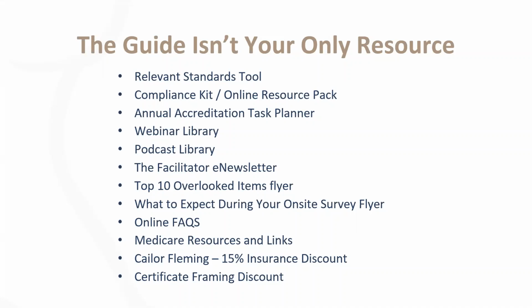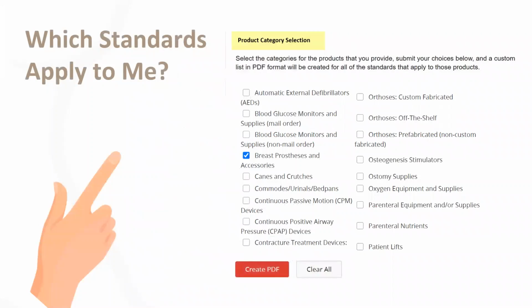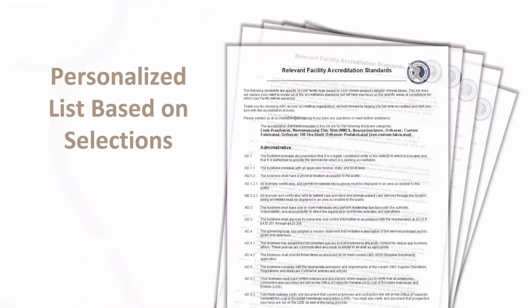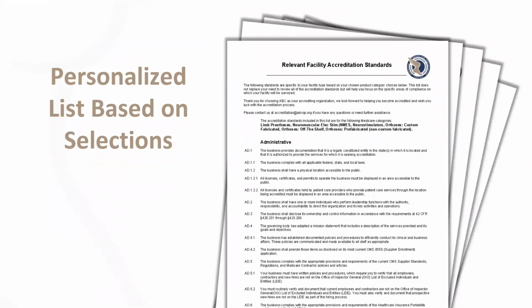But let's go through some of these lists here. This is the relevant standards tool. Now, this tool itself is only online. And what we'll do with this is you go to our website, abcop.org, click on the relevant standards tool. There's a list of products and services you're able to provide. Go through, check that list, put all the checks of anything that you are using and that you're providing. You go ahead and click on the Create PDF, and what that does is it gets a personalized list based on all the selections that you have chosen for your business itself.